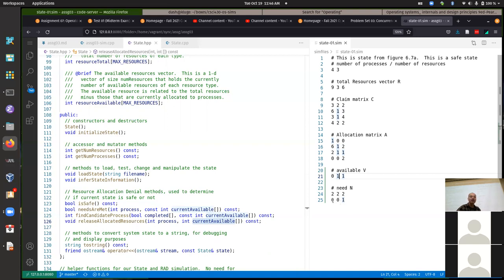Because for process one, the need for resource 0 is not greater than the available. The need for resource 1 is not greater than the available. The need for resource 2 is not greater than the available. It's equal to, but it's not greater than. So all these needs can be met from that available if that's the current amount of resources that are available.